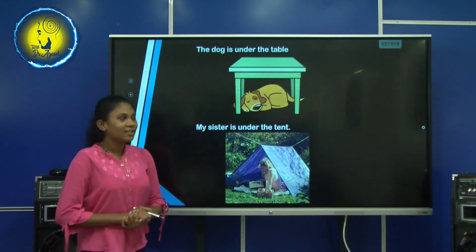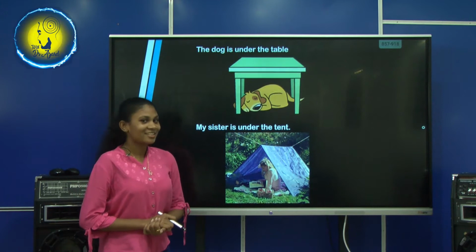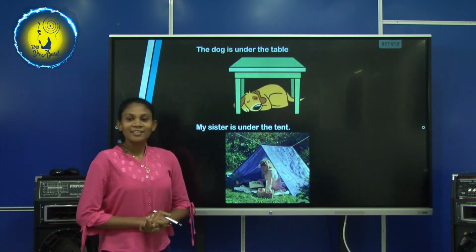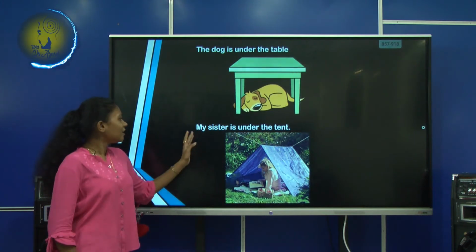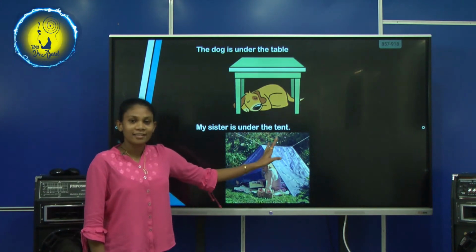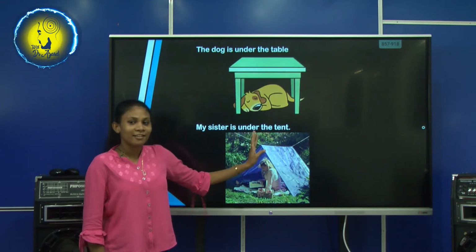Next example, the dog is under the table. Where is the dog? Yeah, the dog is under the table. Third example, my sister is under the tent. Where is she? My sister is under the tent.